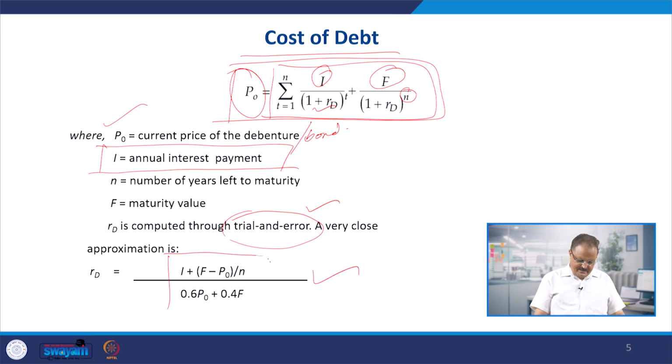If you use the approximation method, this method is going to be very, very helpful for us, where you are going to talk about I plus (F minus P0) divided by N, and the whole divided by 0.6 P0 plus 0.4 F, meaning 60% of the present price of the debenture and 40% of the maturity value. So we have to take this. With the help of this approximation formula or this model, we can easily calculate the value of RD, the cost of the debt, right? So you have two ways to calculate the cost of the debt.